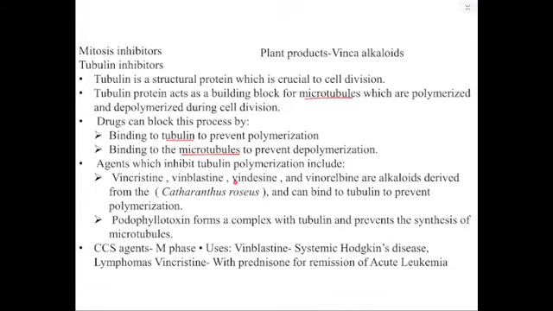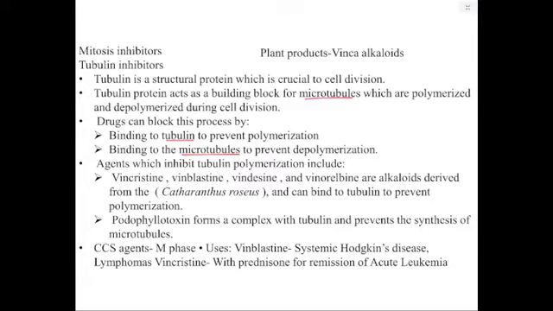Agents which inhibit tubulin polymerization include the vinca alkaloids, where you have vincristine, vinblastine, vindesine, vinorelbine, which are alkaloids derived again from Catharanthus roseus. This is a plant, and these can bind to tubulin to prevent polymerization. So vincristine, vinblastine, vindesine and vinorelbine will bind to the tubulin and prevent polymerization.